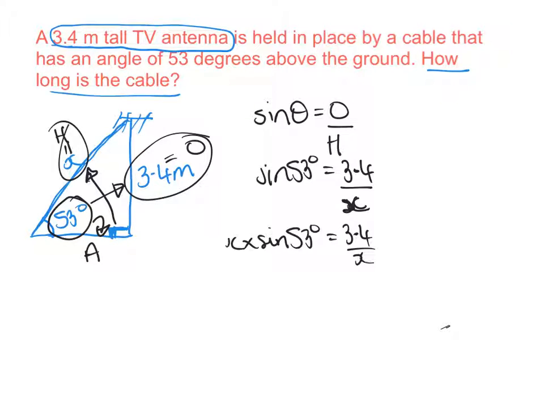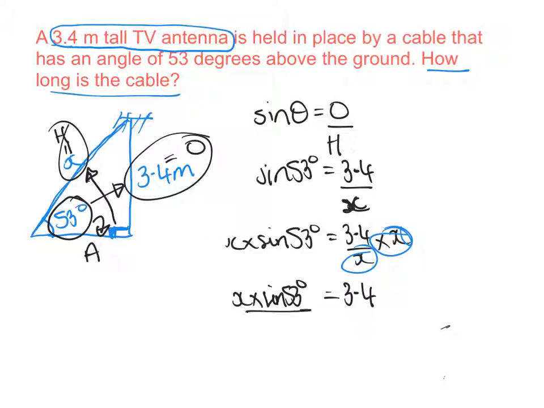Now if we times by x on both sides, we end up with divide by x times by x. Now they're opposites and they'll cancel out, and that will leave us with 3.4 on the right hand side. Now x times by sine of 53.